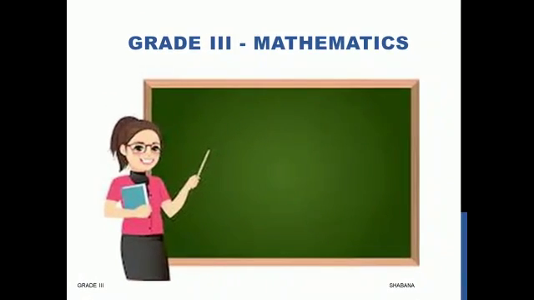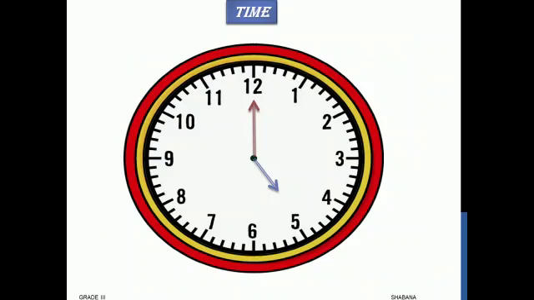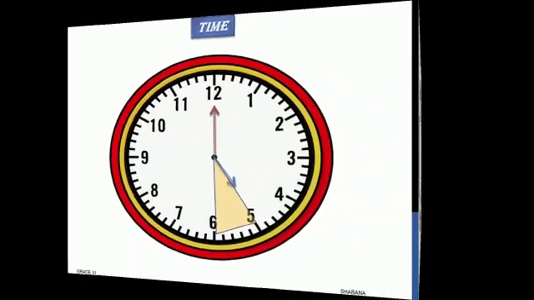Let us learn about hours and minutes. So the short hand denotes hours and the long hand denotes minutes. So this is 5 o'clock. It takes 1 hour to go from one number to the next number and it takes 12 hours to go around the clock face once.